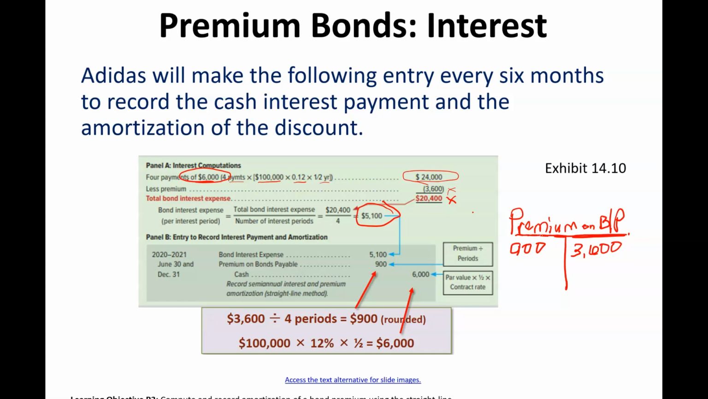You know how when we had the discount, we amortized a portion off every interest payment, and then by the last interest payment, discount on bonds payable was 0? The same thing here. We will amortize $900 for each interest payment that we make, and then at the end of the 2 years, the premium on bonds payable will be at 0. Same thing as with depreciation.